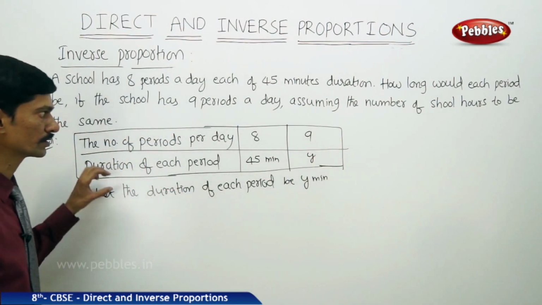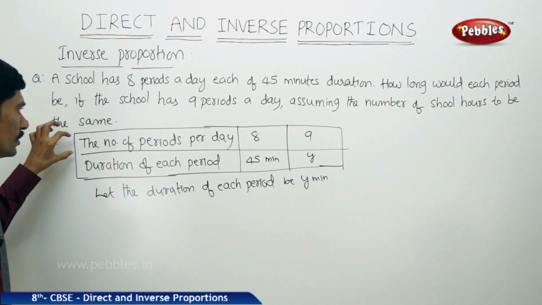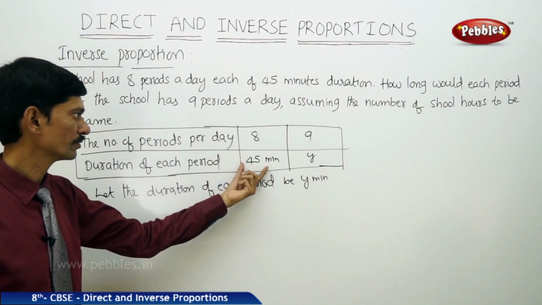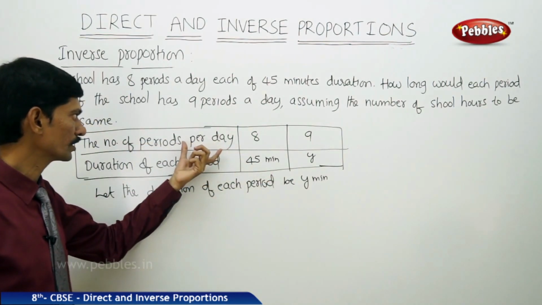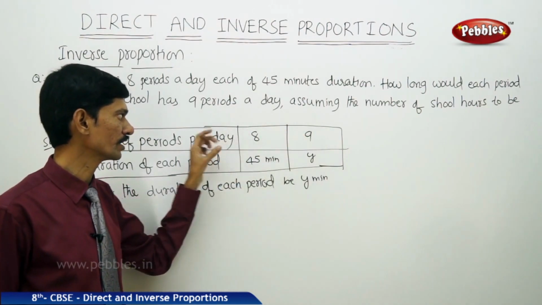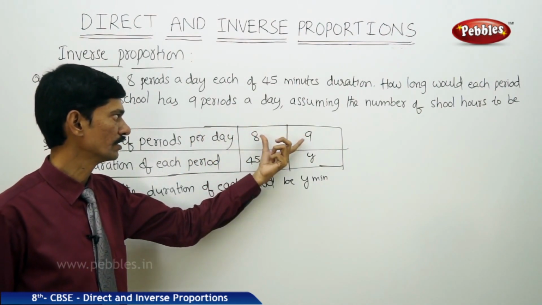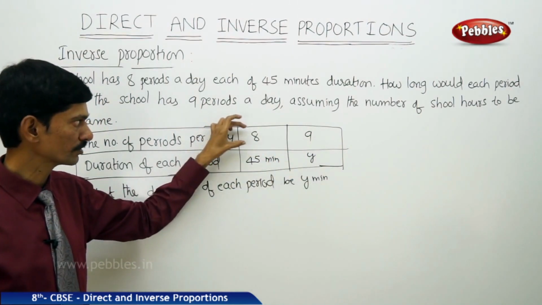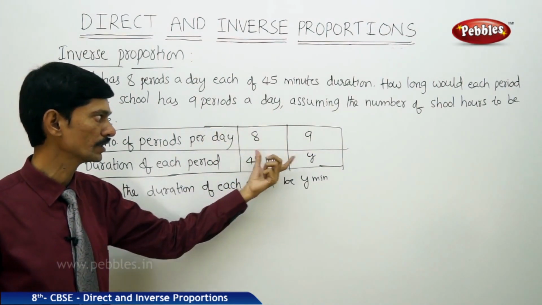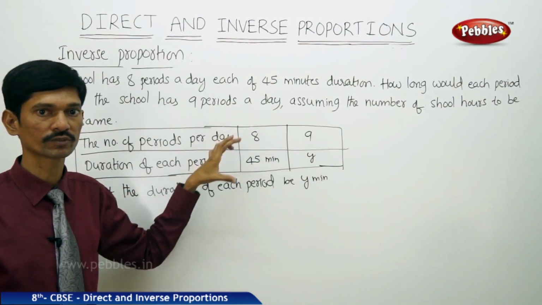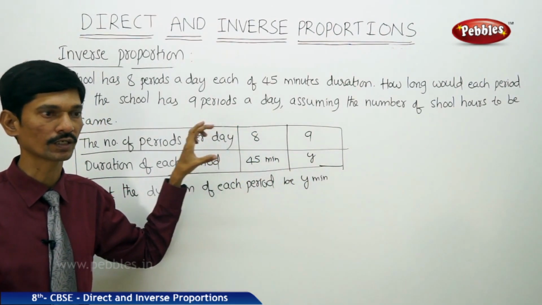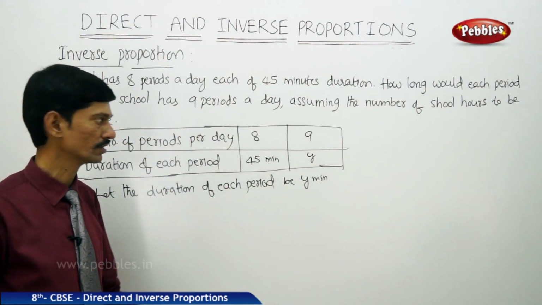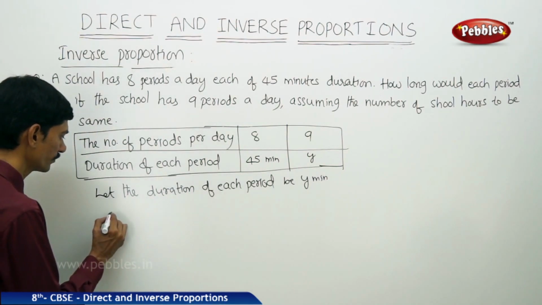So when the school hours are considered the same, if the number of periods is 8, then the duration of each period is 45 minutes. So when the number of periods is increased by 1, then definitely the duration of each period decreases. So here the first quantity increases, then the second quantity decreases, so that the product of those two quantities remains constant. So we can say that these two quantities are in inverse proportion. So this is a case of inverse proportion.